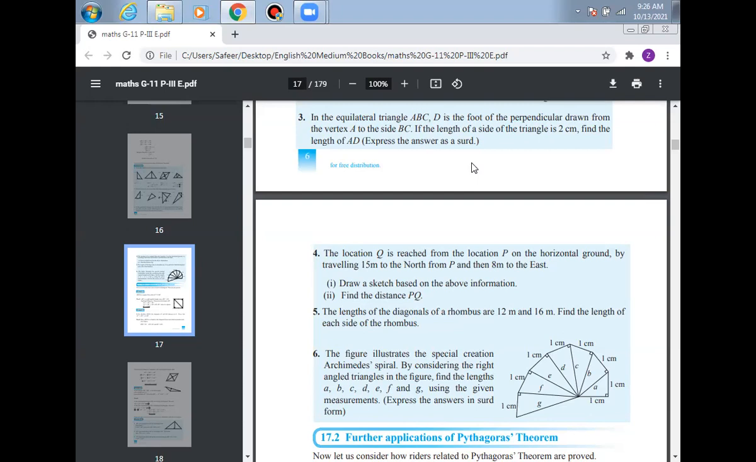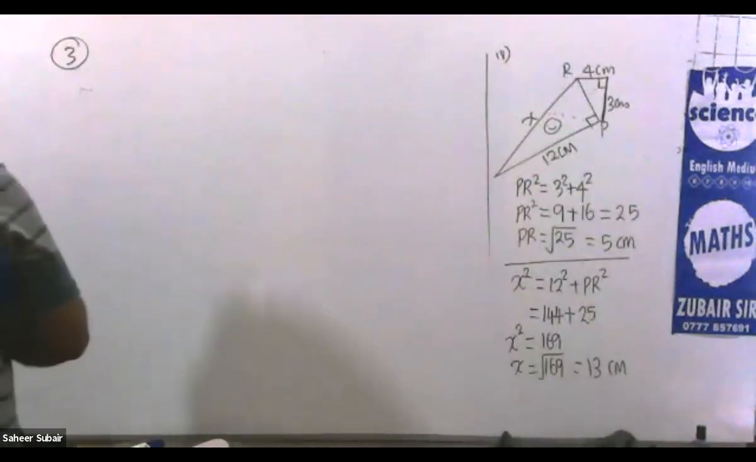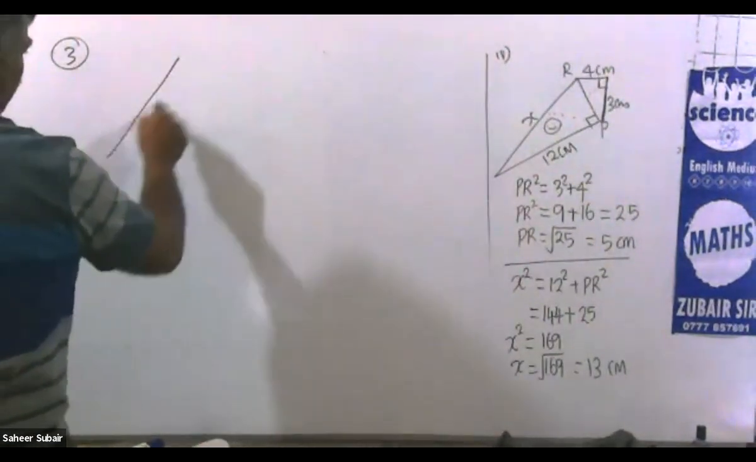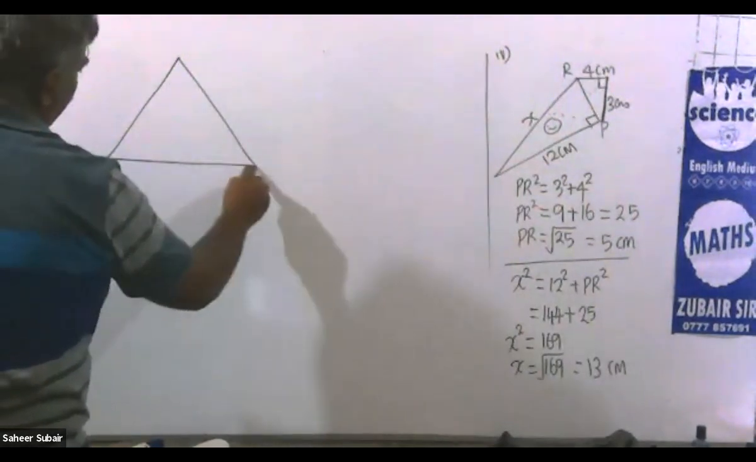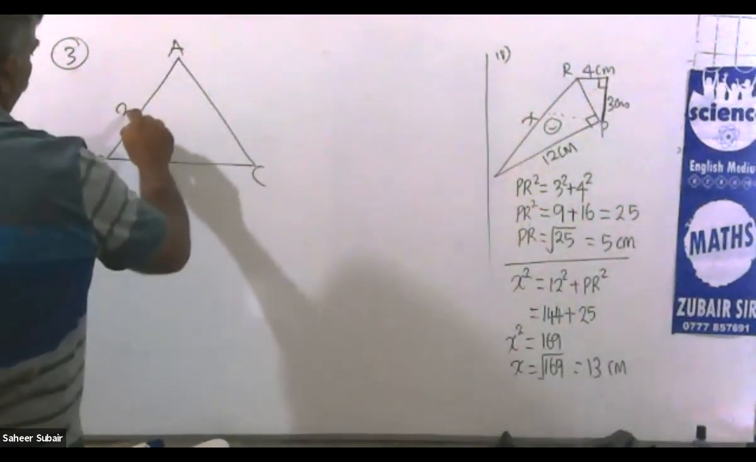Then you have to sketch a proper diagram and show the work. Okay. So according to the sum, there is an equilateral triangle. Equilateral triangle means all three sides are equal. Equilateral triangle ABC, so we'll put ABC. All the sides are equal, 2 centimeter.